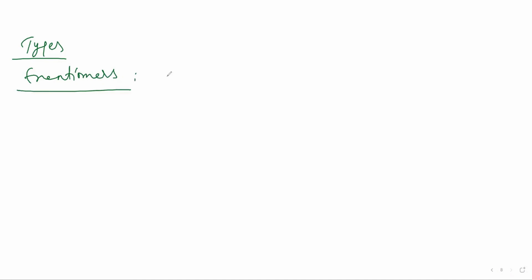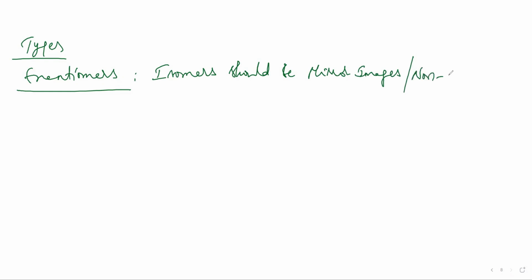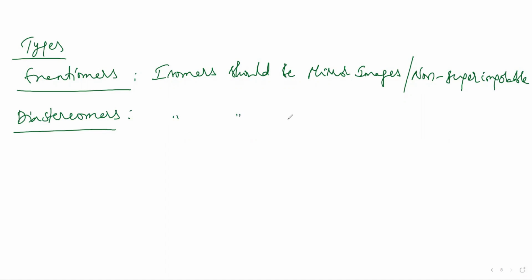Enantiomers. Enantiomer means the 2 isomers should be mirror images and they should be non-superimposable. Next, diastereomers. What are diastereomers? Isomers should not be mirror images, but non-superimposable. The second condition is the same. The only difference between enantiomers and diastereomers is that diastereomers should not be mirror images. So this is about isomerism. Then we move to the next concept.